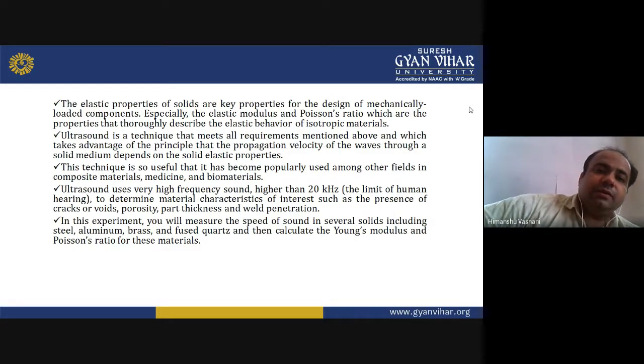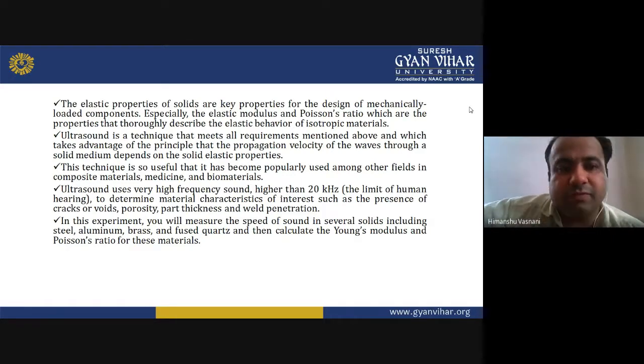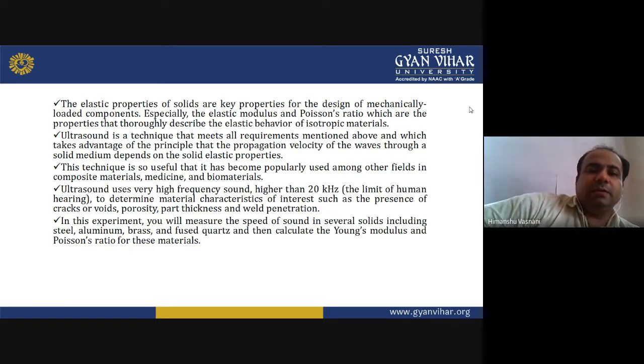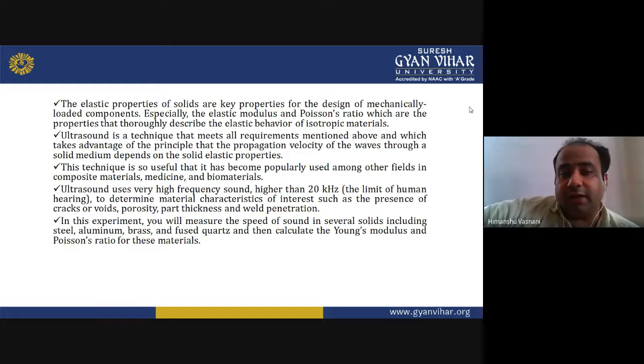Here, ultrasound is a technique that meets all the requirements mentioned above, and it takes advantage of the principle that the propagation velocity of waves through a solid medium depends on the solid's elastic properties. This technique is so useful that it has become popular in other fields, like composite materials and medicine.